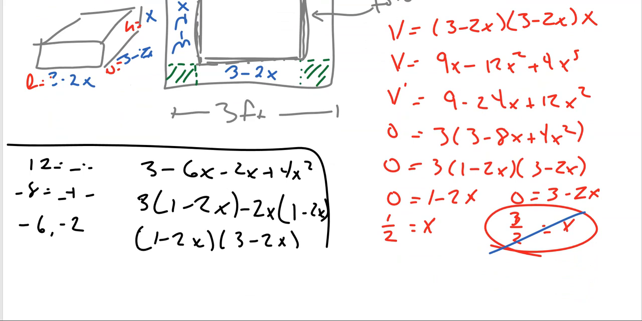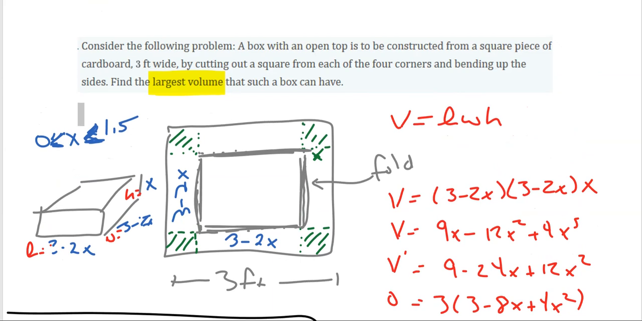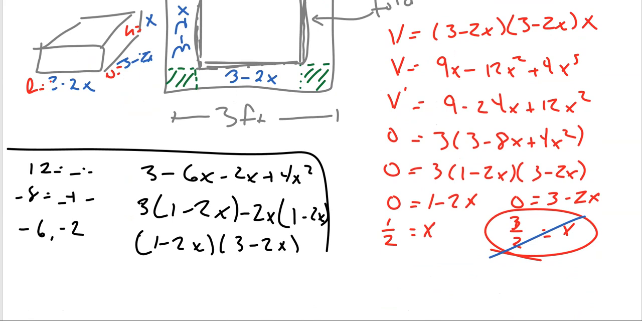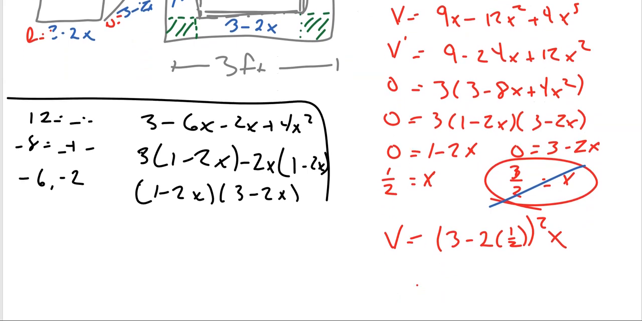So x is going to be 1/2. And then, what did it ask? It asked to find the largest volume. So I'm just going to substitute back into the volume equation. It did not ask for the dimensions, so I don't much care. That would be that squared times x. I'm writing that as squared just because I'm running out of room. So 3 minus 1 squared, times x, times a half.